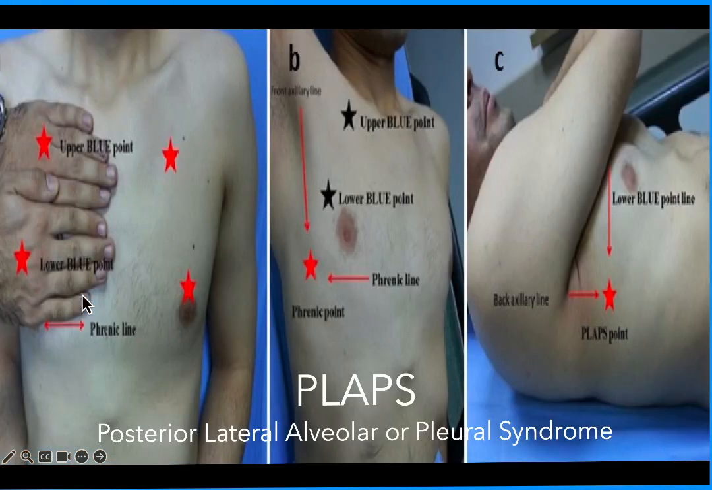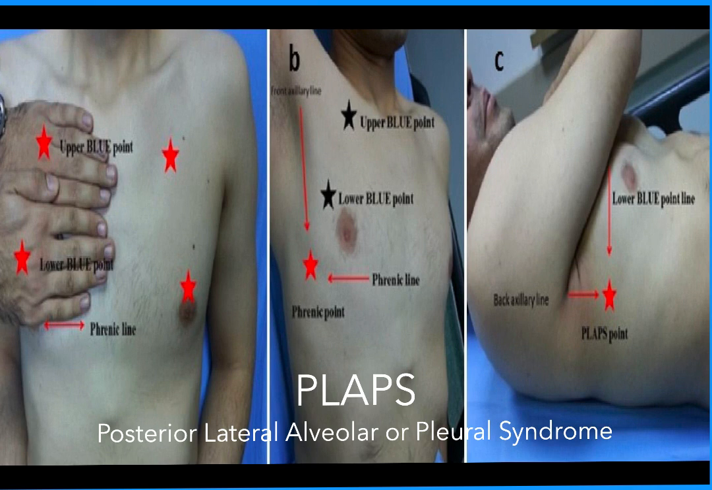And then we get to the PLAPS point. PLAPS is an acronym that stands for posterior and/or lateral alveolar and/or pleural syndrome. This point is the intersection between the posterior axillary line and the lower BLUE point line. I just gave you a whole lot of acronyms and talked about lower BLUE points. Now let's get into what that is.